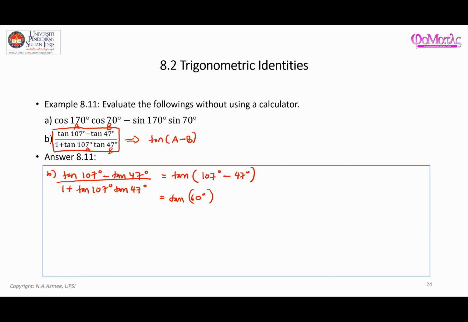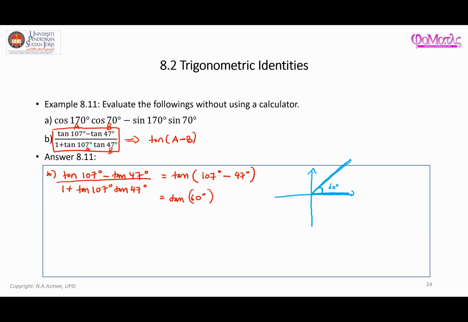So tangent 60 degrees. This is the diagram. So 60 degrees is going to be on this. This is our angle, which is 60 degrees. And this is also the reference angle, which is 60 degrees.